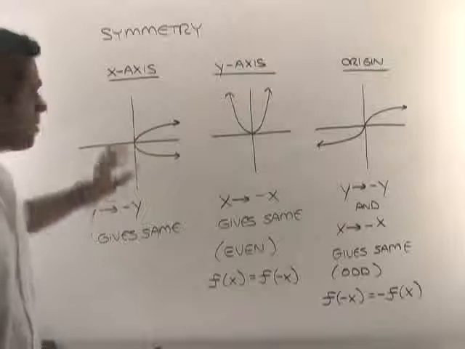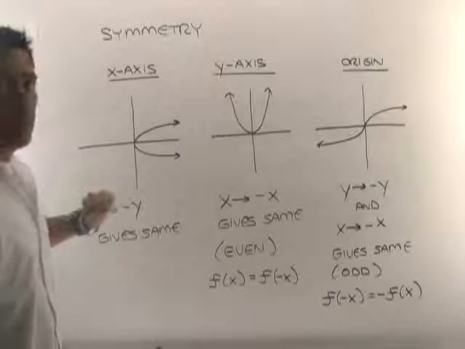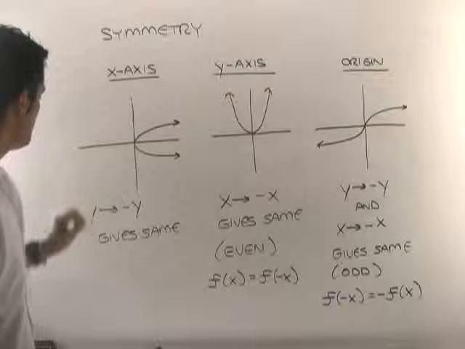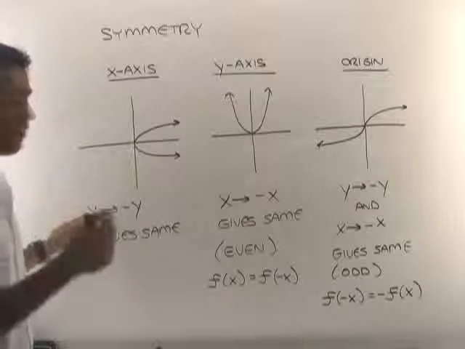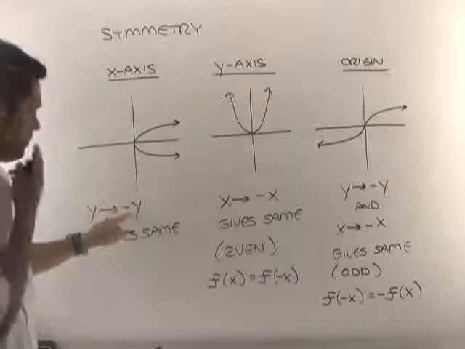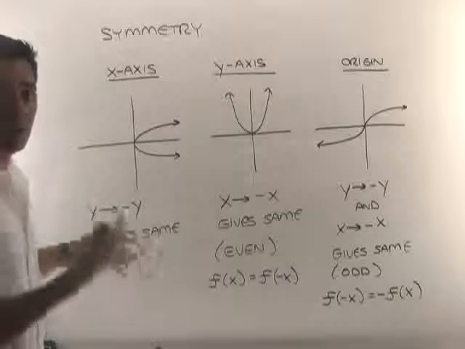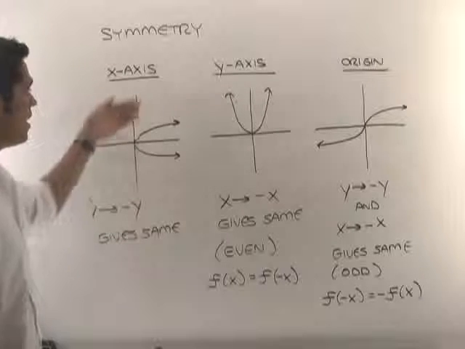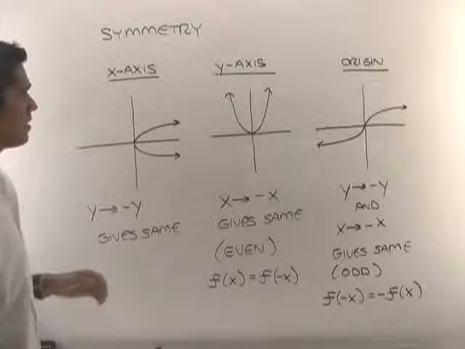And the way that we can check to see if an equation is symmetric upon the x-axis is if we take the y value and replace it with negative y, and we get the same result, the same original equation, we say it's going to be symmetric to the x-axis.